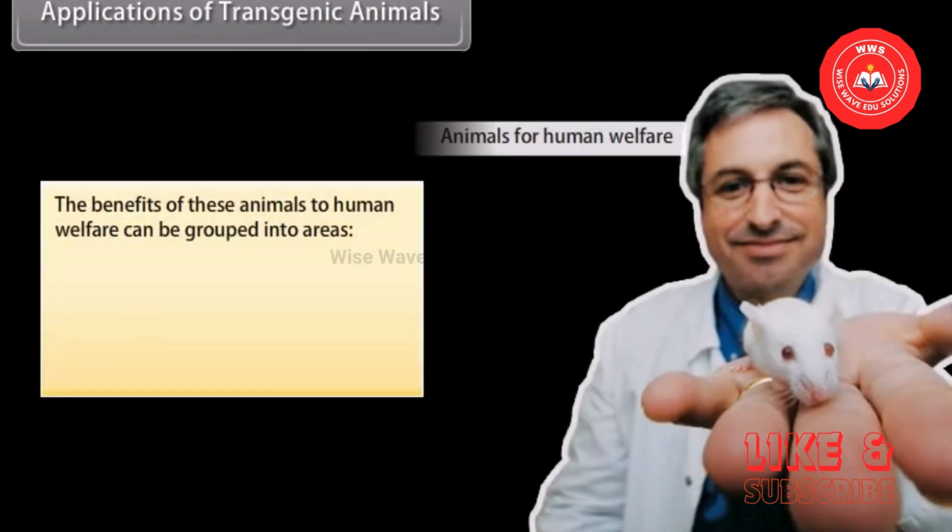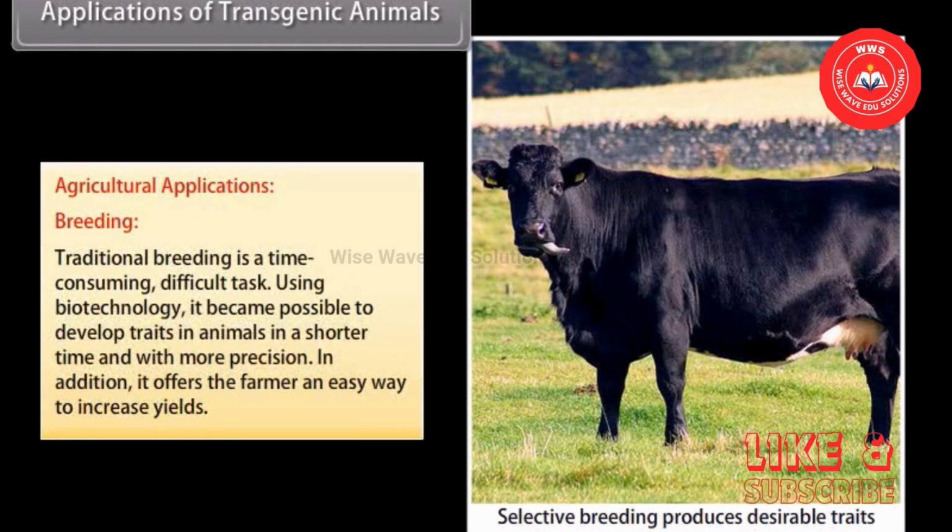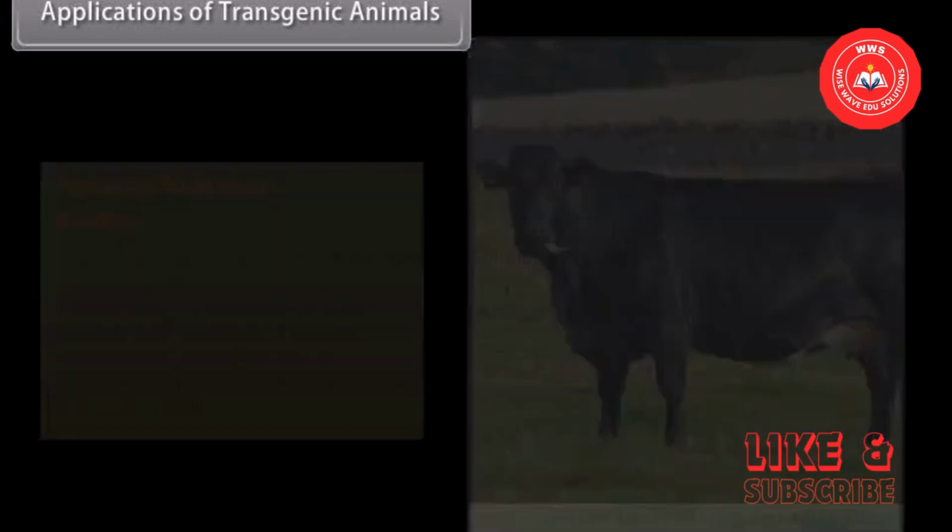Applications of transgenic animals. The benefits of these animals to human welfare can be grouped into areas: agriculture, medicine, and industry. Agricultural applications. Breeding. Traditional breeding is a time-consuming, difficult task. Using biotechnology, it became possible to develop traits in animals in a shorter time and with more precision. In addition, it offers the farmer an easy way to increase yields.